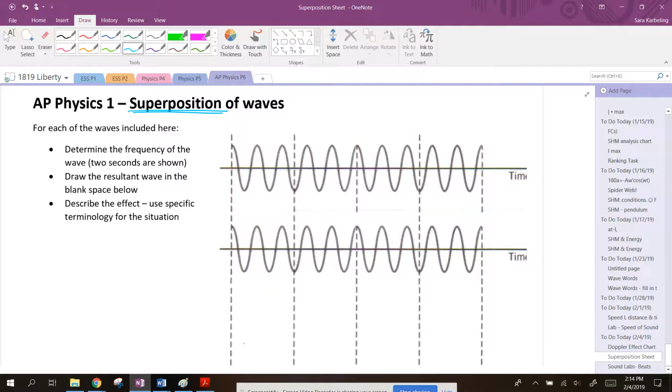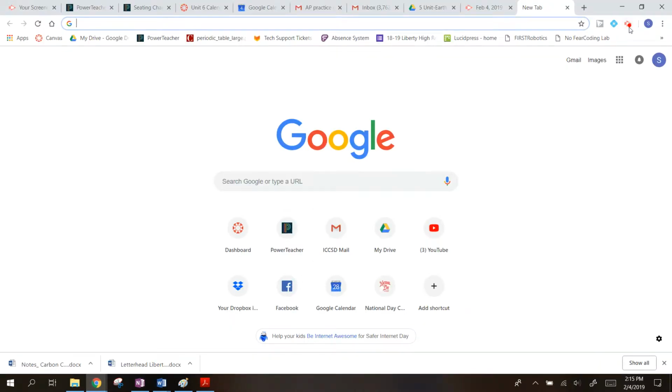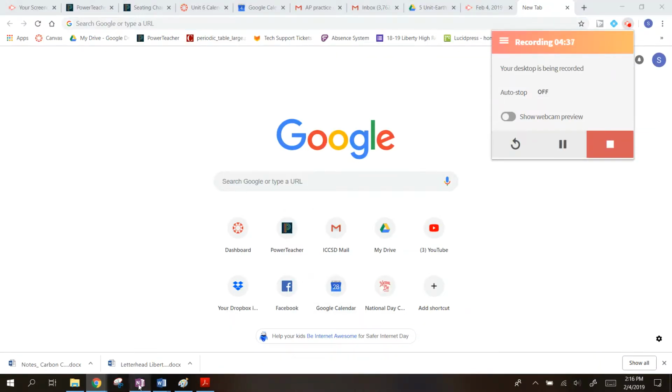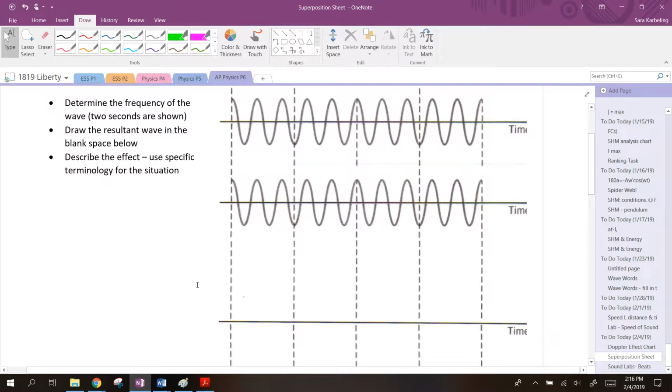So I've got 2 waves here. The first thing that it asks you to do is to determine the frequency of the wave, okay? And then to draw the resultant wave. So here's one, here's the other, and then you can just draw a line down here and draw a resultant wave, okay? And then describe the effect. What happens there? I'm going to give you maybe 1 minute to do all of that right now at your table. Go. We're going to keep cruising, because if we don't, we're not going to have enough time to do everything we need to do today. So help me out here.